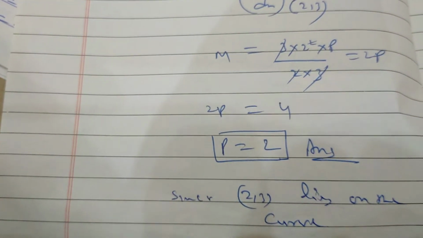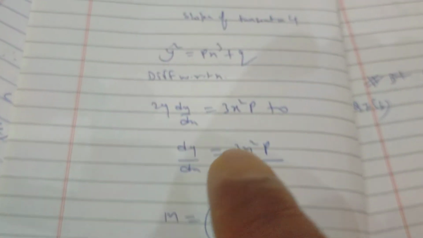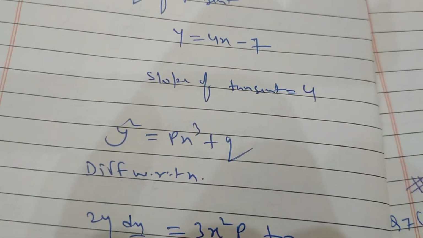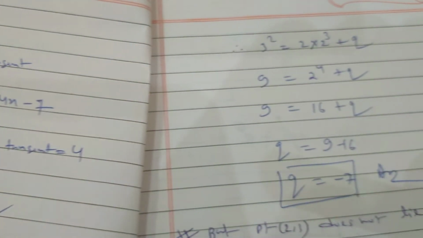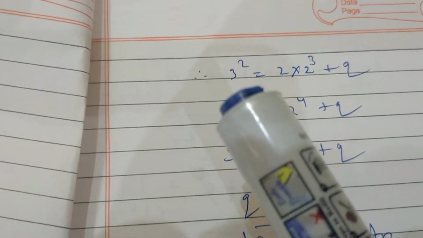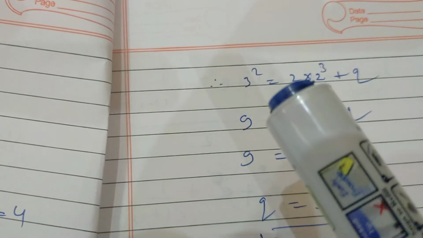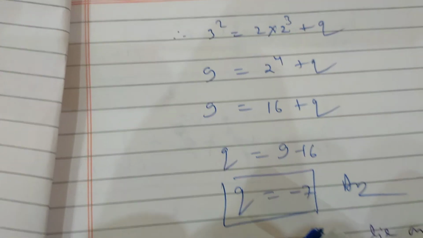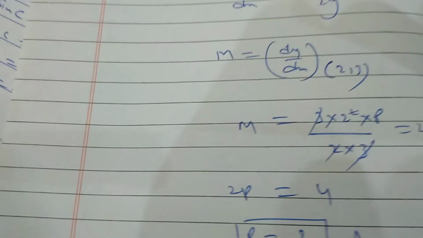We got it. Now since this point (2, 3) lies on the given curve, where is the curve? This is your curve, the one you differentiated. So I am substituting the values x is 2 and y is 3. In place of x I substitute 2 and the value of y is 3. So I am going to get q is equal to minus 7. So we got two answers over here: q is equal to minus 7, and earlier we got p is equal to 2.